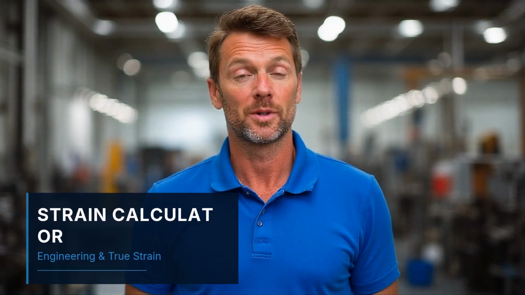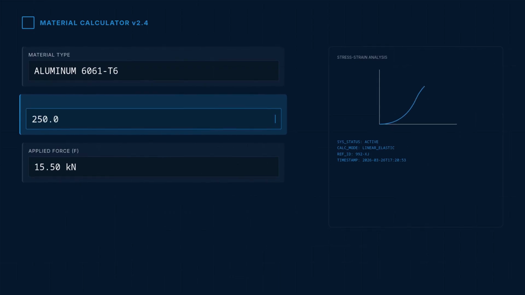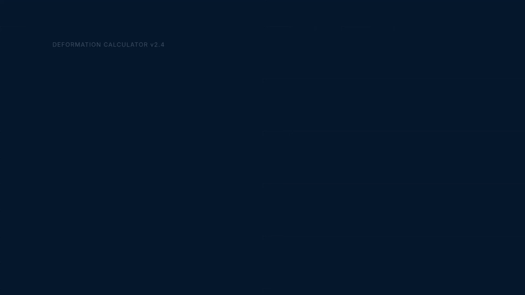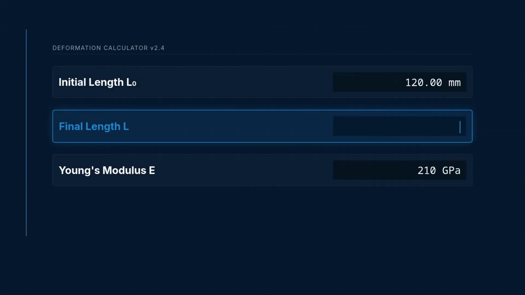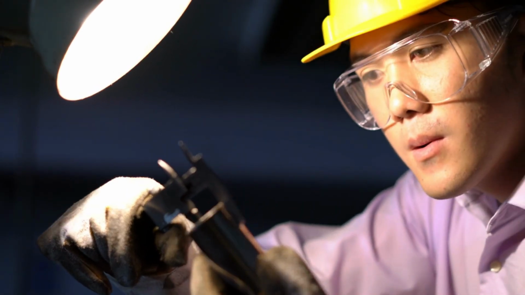This is the strain calculator for engineering and true strain, which calculates material deformation when subjected to loading. Let's look at the input fields. First, we have original length L0, where you enter the initial length of your material before deformation. Below that is final length L, where you input the length after deformation has occurred. These measurements should use consistent units, whether millimeters, inches, or meters.